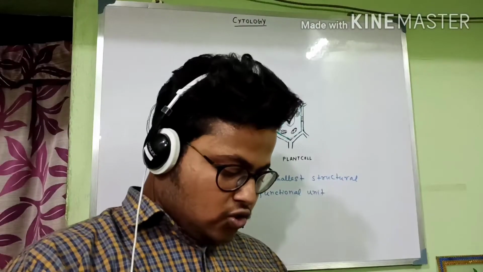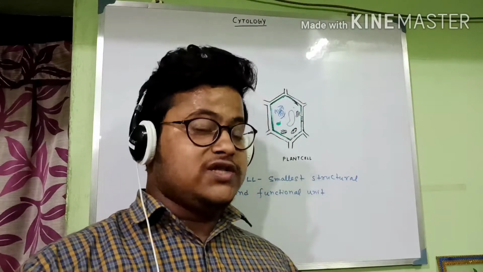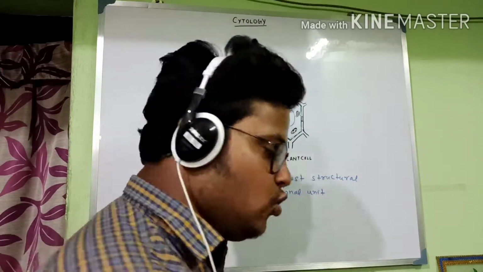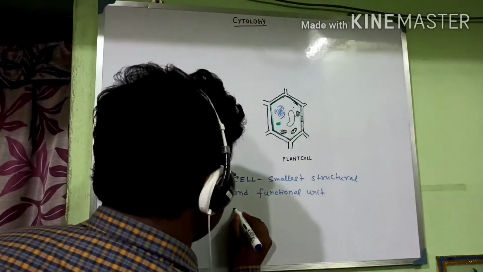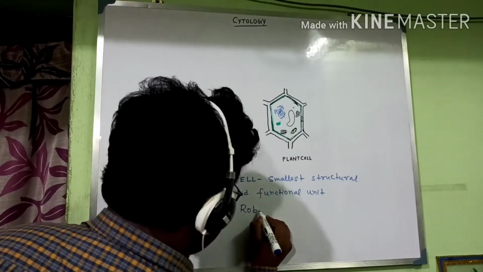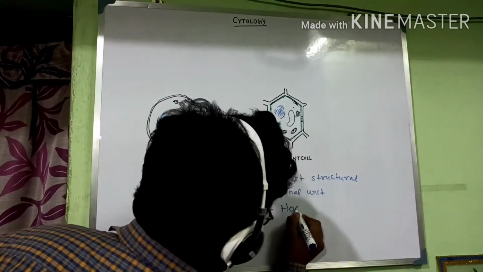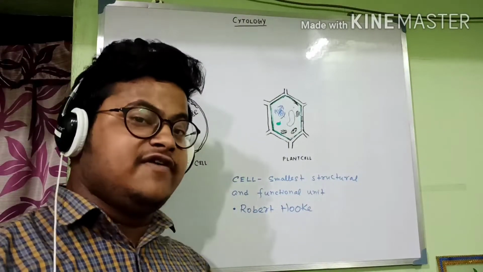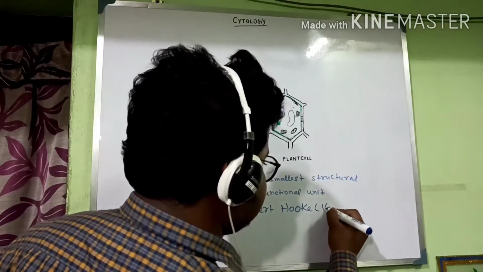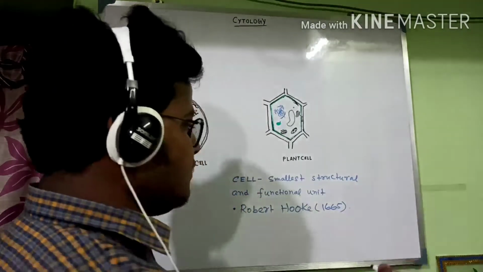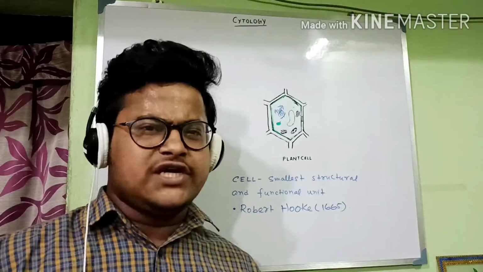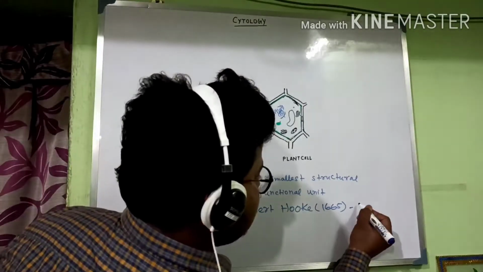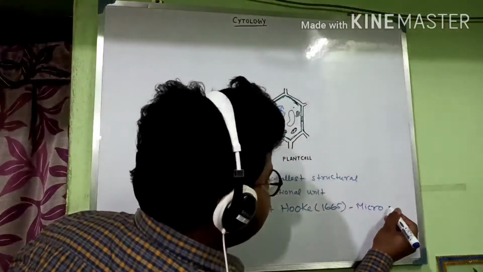Okay, so to start this chapter we have to know the scientist who discovered the cell. The name of the scientist is Robert Hooke. Robert Hooke discovered the cell in the year 1665. And we can get this information from the book known as Micrographia.